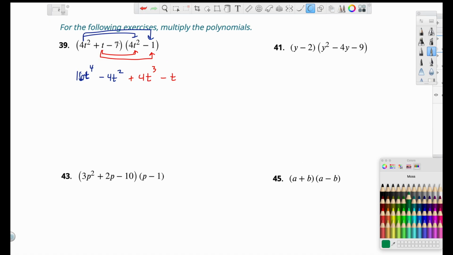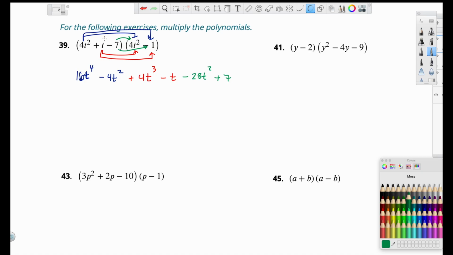Now we have the negative 7. So I'm going to do negative 7 times 4t squared. That's negative 28t squared. Negative 7 times negative 1 is a plus 7.